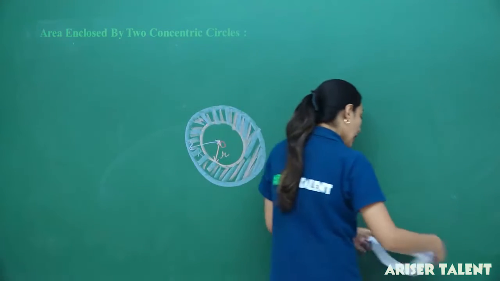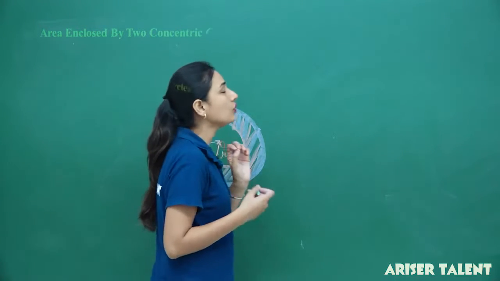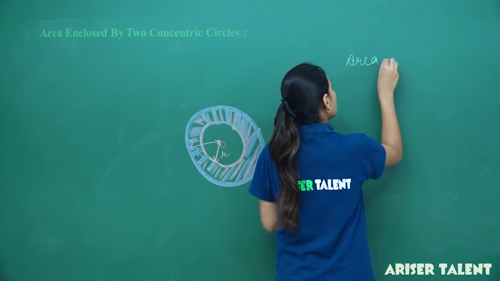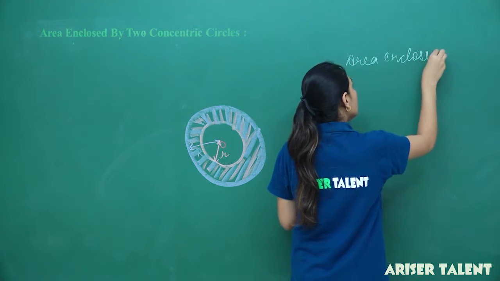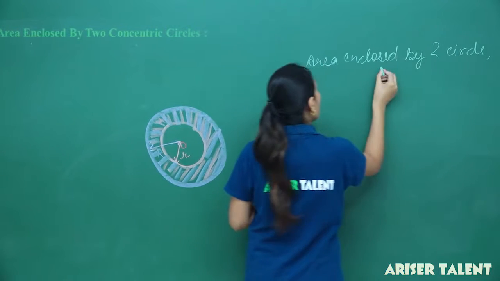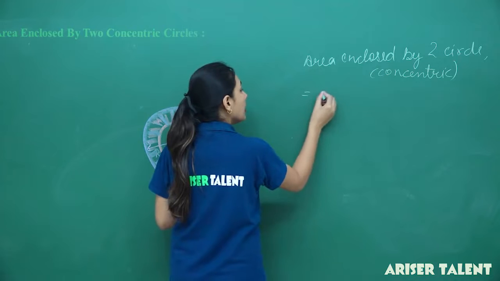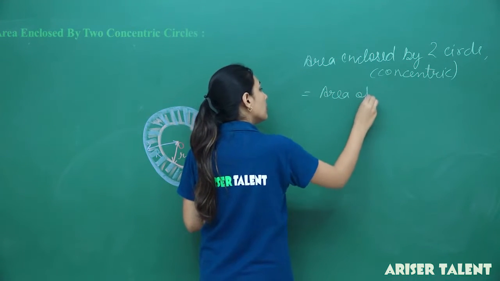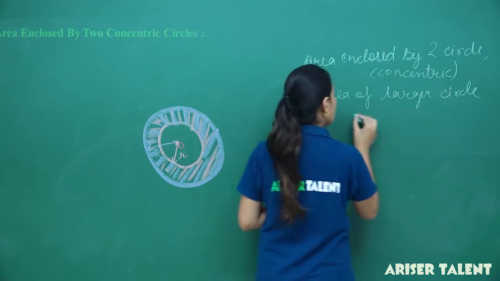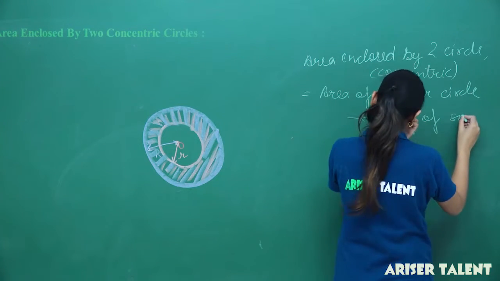So, I am going to have a simple concept here: the area enclosed by two concentric circles equals the area of the larger circle minus the area of the smaller circle.